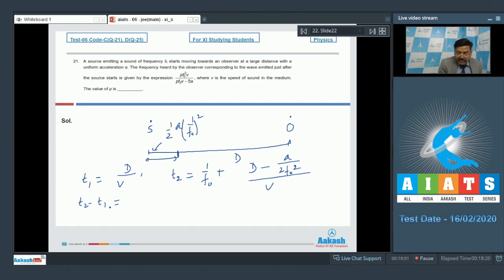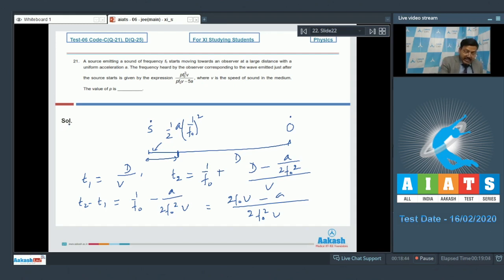So the value of t2 minus t1 is 1 by f0, and the d by v term will cancel, so it's minus now a by 2 f0 square into v. Well, let's simplify this further. So this is 2 f0 square v in the LCM, and in the numerator we are going to get 2 f0 v minus a. So the frequency heard by the observer corresponding to the waves emitted just after the source starts will be the inverse of this.